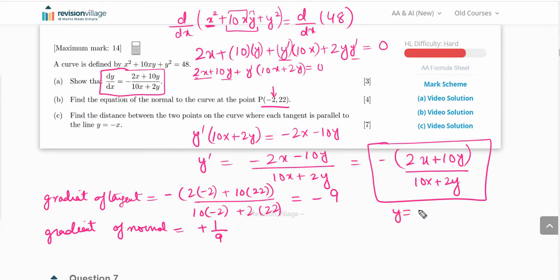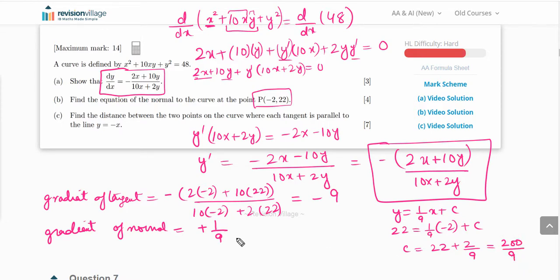So the equation is y equals 1 over 9 x plus c. We still do not know what c is. In order to find the value of c, we will insert this point into the equation, which means we'll put x equals negative 2 and y equals 22. So it's 22 equals 1 over 9 times negative 2 plus c. So c will become equal to 22 plus 2 over 9, which will become equal to 200 over 9.